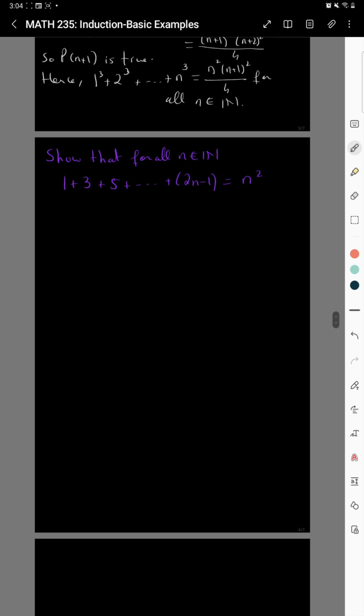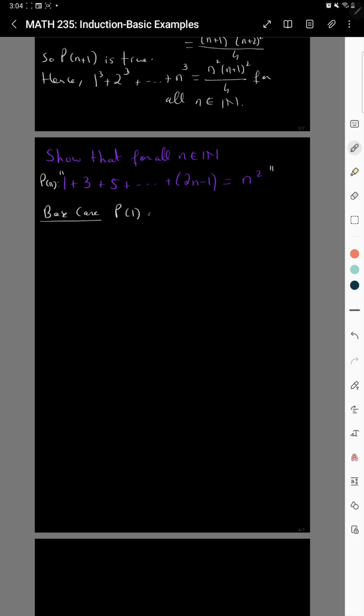We'll see why. And this example states that the sum of the odd numbers from 1 up to 2n minus 1 is equal to n squared. So let me call this proposition Pn. And let me check what Pn is. So we start with the base case.